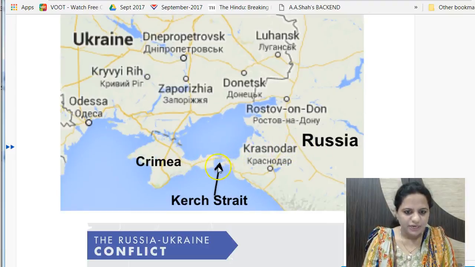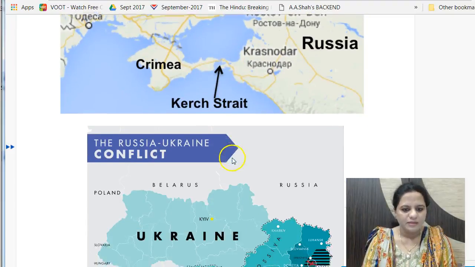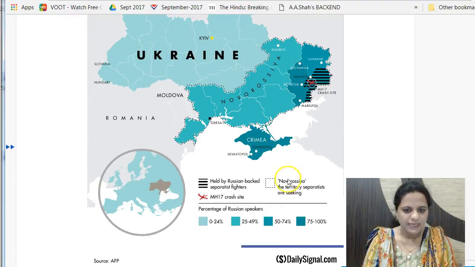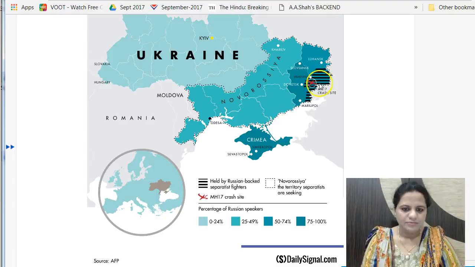This is a strait. A strait is a narrow strip of water separating two land masses. So this Kerch Strait is what separates Crimea and Russia. And here you can see the percentage of people speaking Russian in Crimea. As you can see, 75 to 100% in Crimea speak Russian. There are also other regions in Ukraine where the Russian-speaking population is high. This region in Ukraine is also held by Russian-backed separatist fighters.